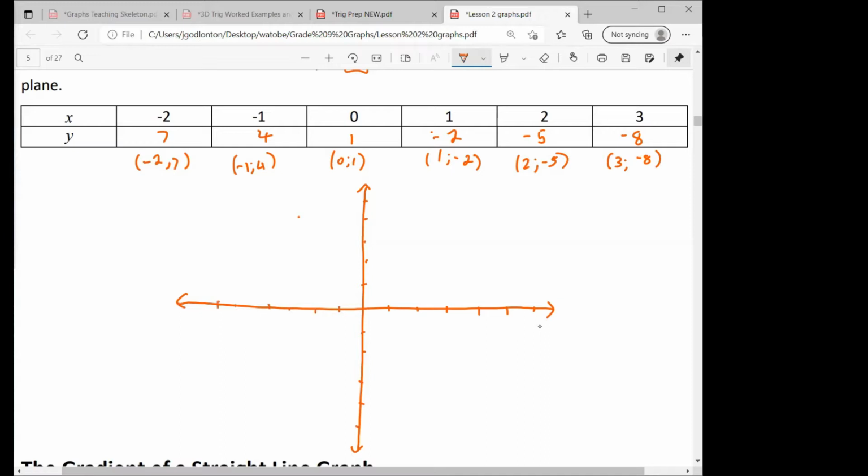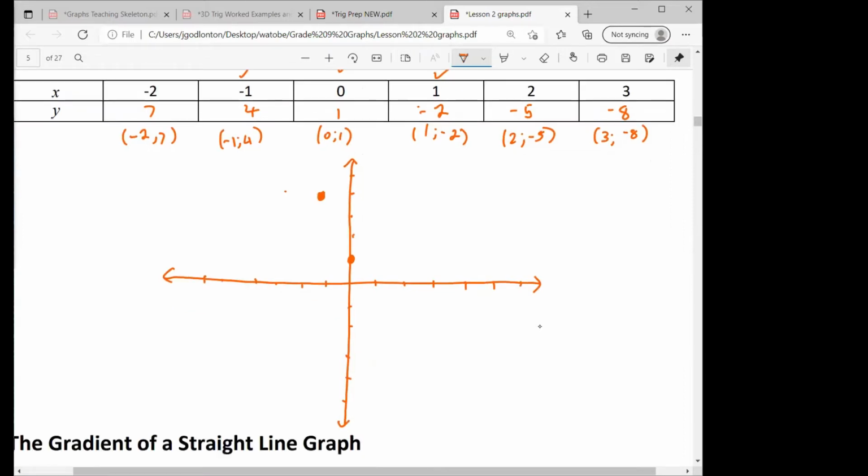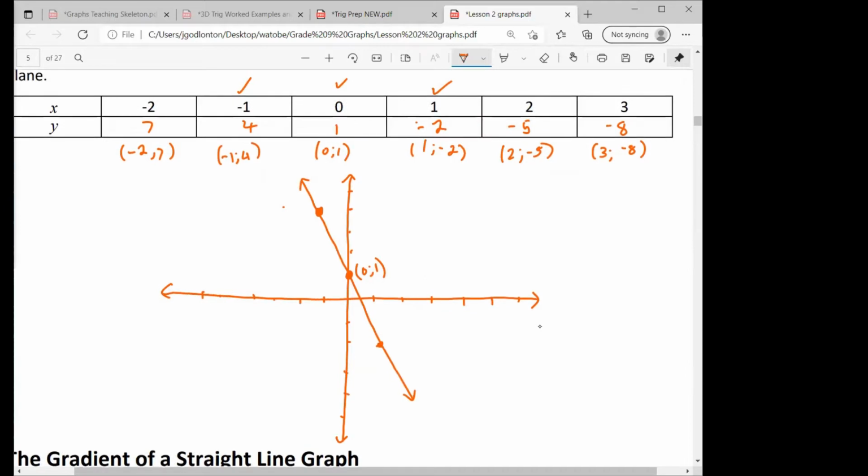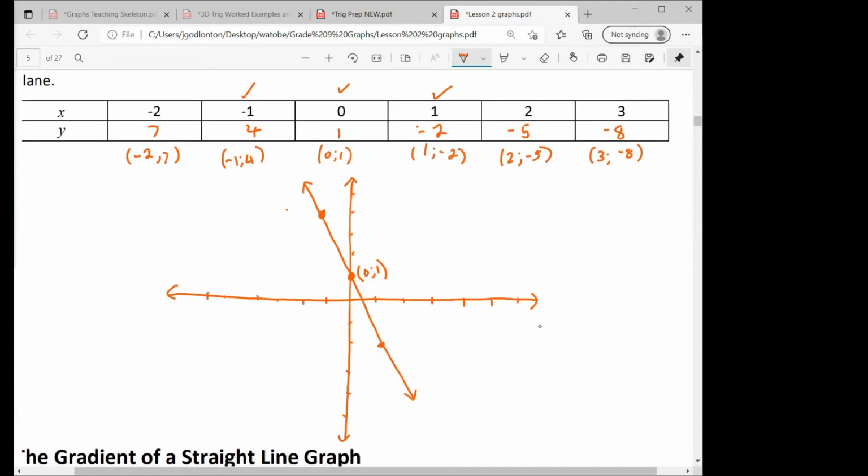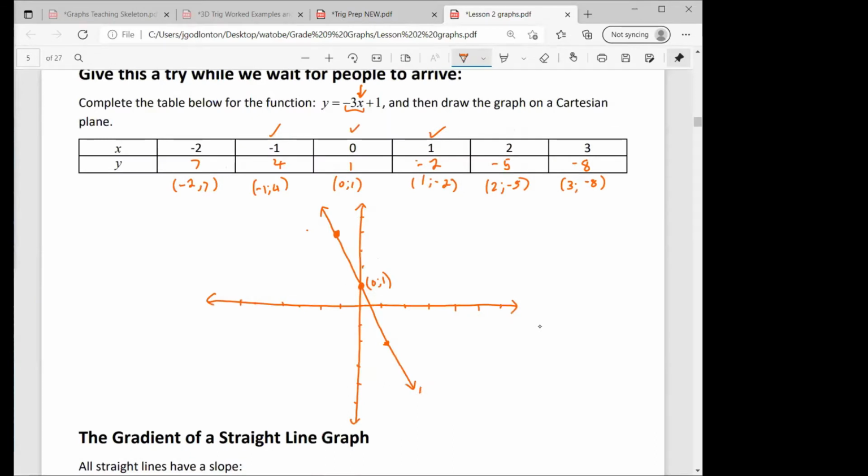So I'm going to plot this middle one, 0 and 1. Remember how we find our coordinates? Well, we did that last week. And then I'm going to look here. I've got 1 and -2, should be about there. And I'm going to look at this one, and I have -1 and 4, somewhere up here. And I'm just going to plot those points. Let's get this one a little bit clearer. And my line should look like a nice straight line going down like that. And we have to then give it its name. And so we're going to say y is equal to -3x plus 1.